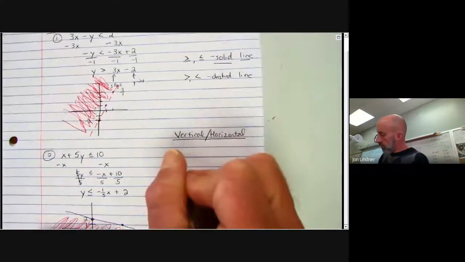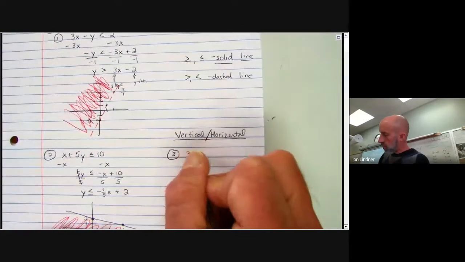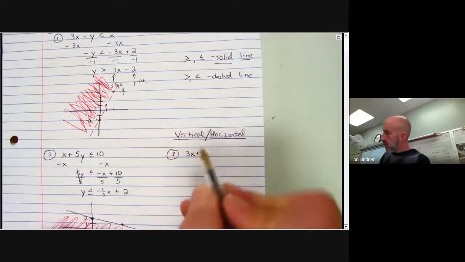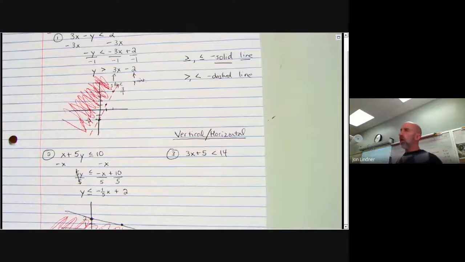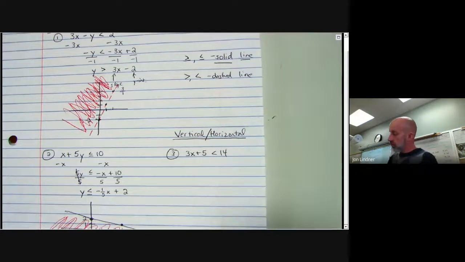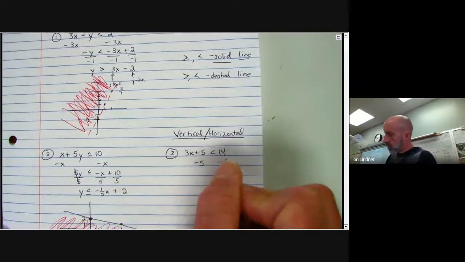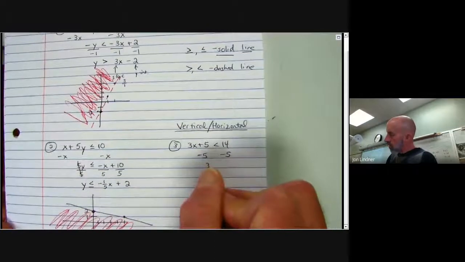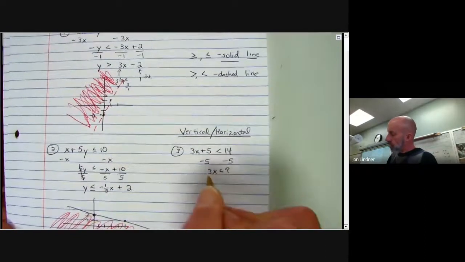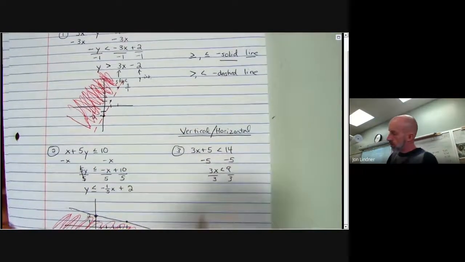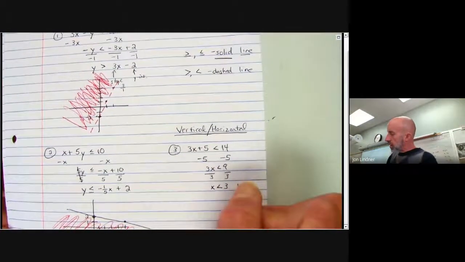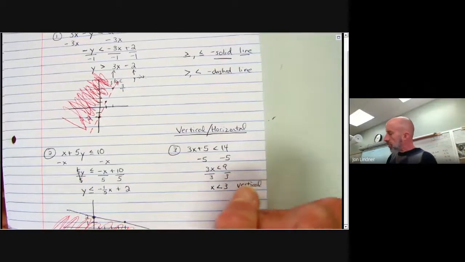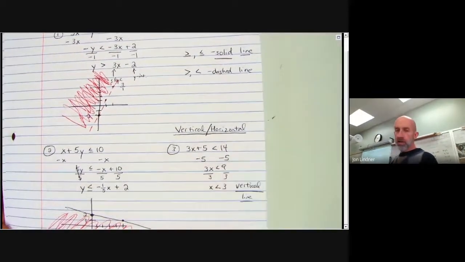I'll call this example 3. This is really short: 3x plus 5 is less than 14. If they give you that and say graph it, you've got to notice there's no y in it. So solve it for x. Subtract 5. 3x is less than 9. Divide both sides by 3. x is less than 3. This is a vertical line.